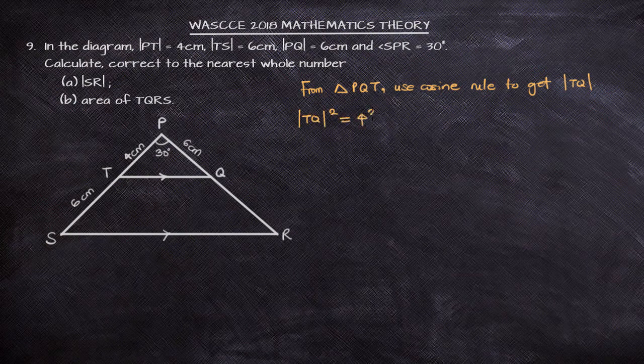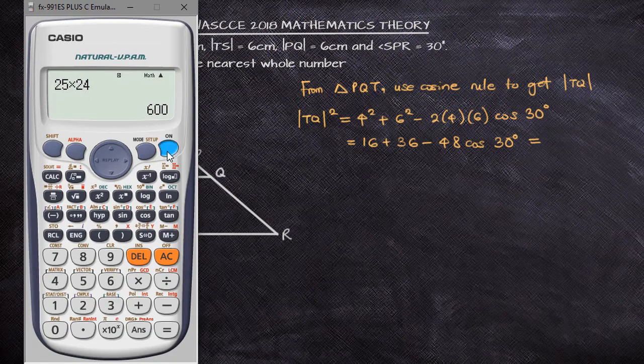Using the cosine rule, it will yield us TQ squared is 4 squared plus 6 squared minus 2 times 4 times 6 cos 30. You can easily review this from our other lectures. This is targeted at solving the questions. If you want to get some better explanations on this, just check our other videos. And now if you put this in the calculator, it will be 16 plus 36 minus 48 cos 30. And that will be 10.43078.